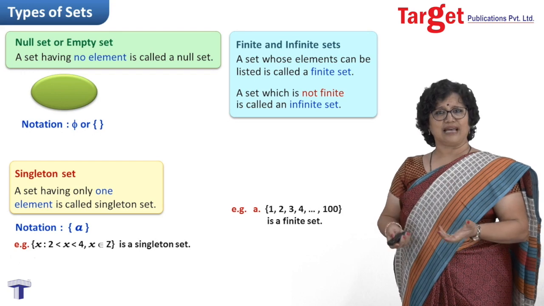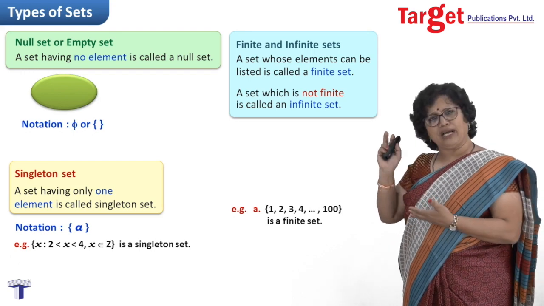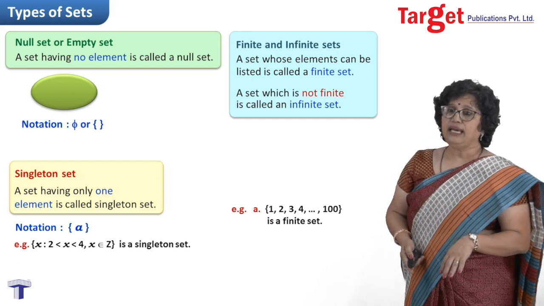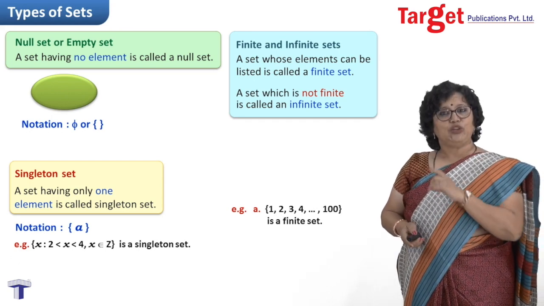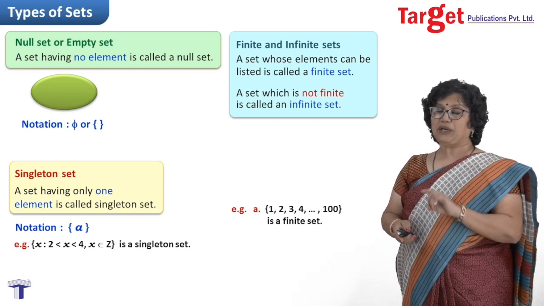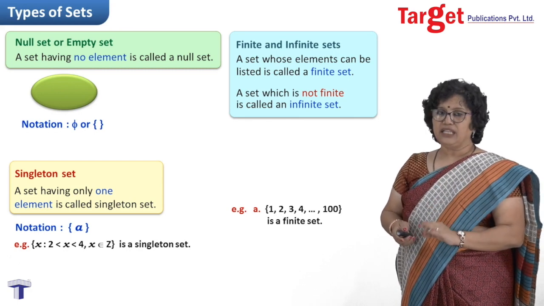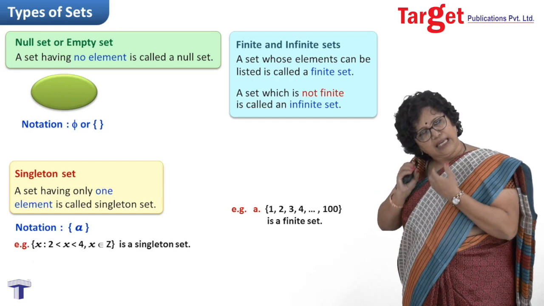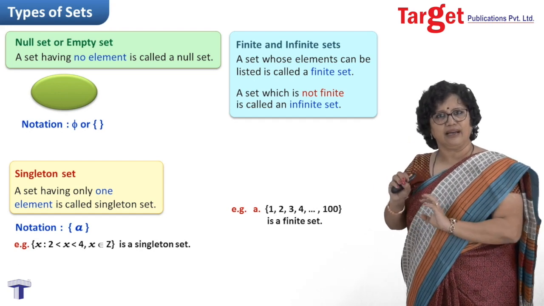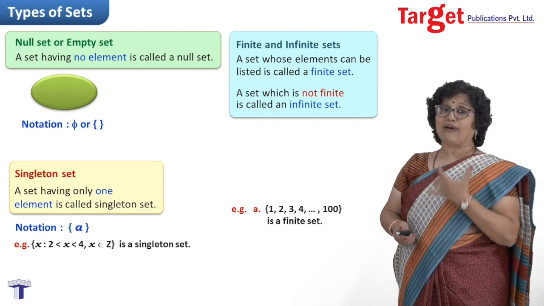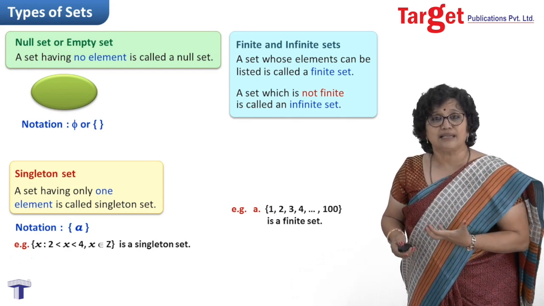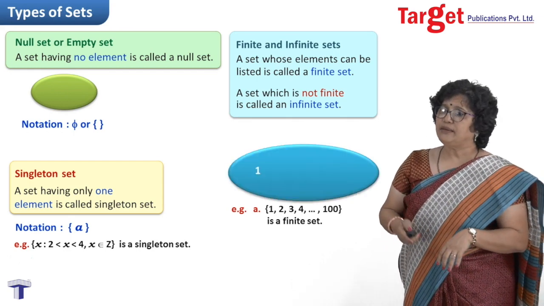So I take one example, say 1, 2, 3, 4 going up to 100. I cannot list all the elements, so I have used 3 dots. Now it is a finite set. I mean, though I have not listed all the elements, those 3 dots are telling me that if I wish, I can write 5, 6, 7, etc. also. And I can keep writing till I arrive at 100. So the number of elements is finite here. I can list all the elements separated by comma. So this is an example for finite sets.